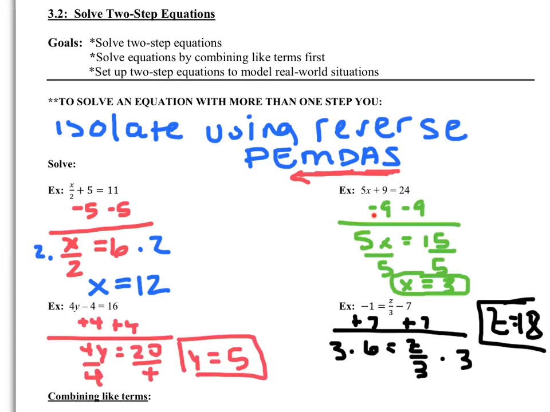So you can see that over here, we got rid of the 9 because it's adding. Adding would get rid of before multiplication. Bring everything down, follow the process, you get x equals 3. Over here we got rid of the minus 4 before the 4 that was multiplying. Go through the process, you get y equals 5. And on this one, to get rid of the minus 7, you would add 7, bring down your z over 3, and then multiply by 3 to get z equals 18.